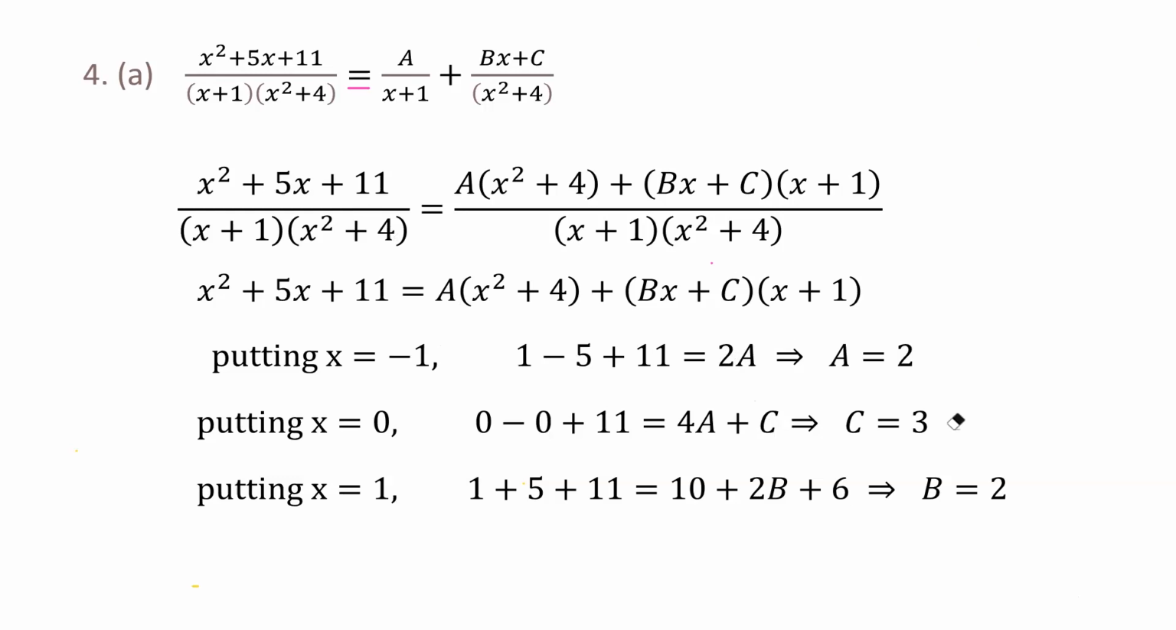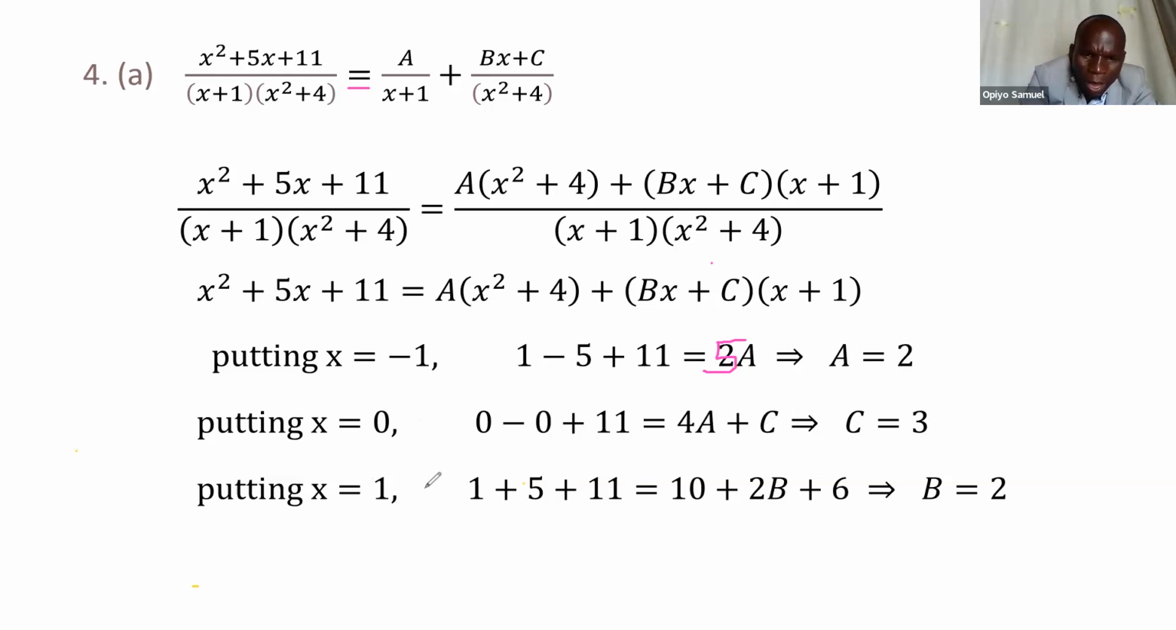Hope you have got it. This part should be 5a. I'm talking about this. Let me write. This will be 5a. So from here, you get a to be 2. Then the same way, when you put x equals 0, remember a is already 2. So 11 equals 8 plus c. So we get c to be 3.